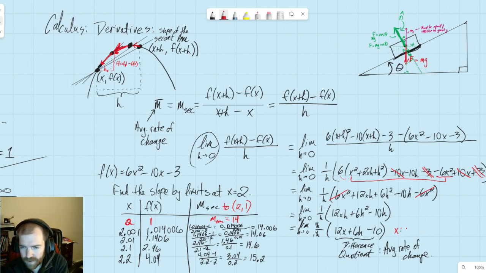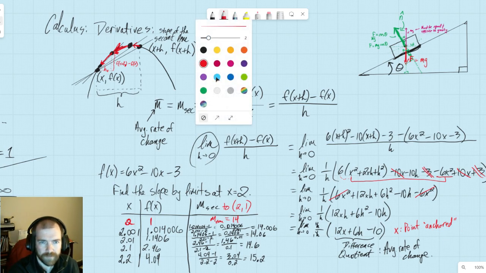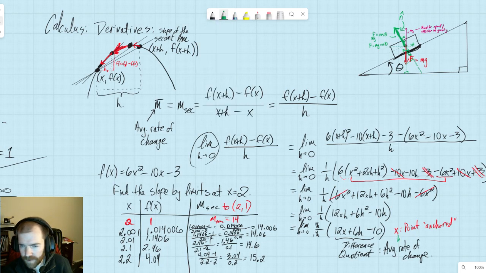So x is going to be the point where we're sort of anchored, and our h value is going to be the variance or difference or distance. So we do distance to our x value.